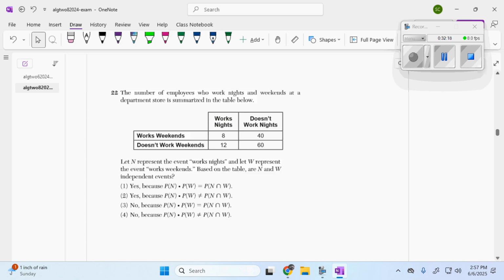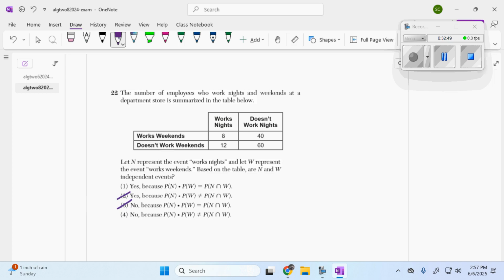Number 22 wants us to know if these 2 events, working nights or working weekends, are independent, and then also how did we prove that they were independent. So a good test taker is going to look at this and say, well, it can't be choice 2, because if they were independent, this would be true, it wouldn't be not true. And it can't be choice 3, because if they weren't independent, that can't be true, right? So only 1 and 4 are potential answers here based on what we know about probability.